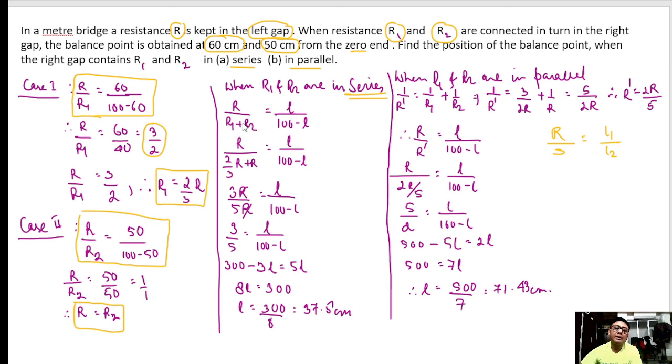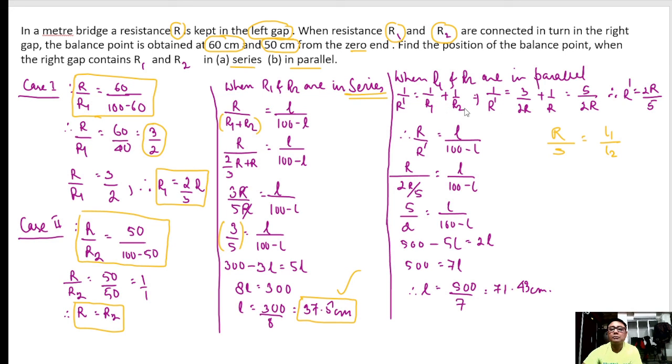So when I connect R1 and R2 in series, they become R1 plus R2. So this is R1 and R2. So this is coming 3 by 5, L by 100 minus L. So L is coming 37.5 centimeters. That means when you connect R1 and R2 in series in the position of S, the balance point obtained is at 37.5 centimeters.